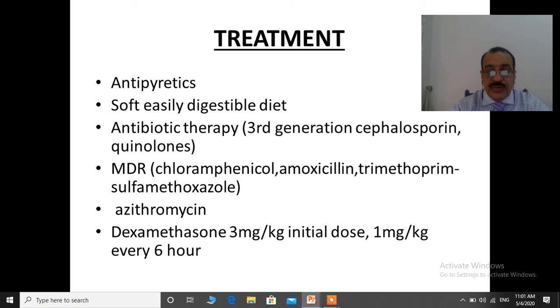So the initial dose is very high, 3 milligram per kg is given stat, and then we have to repeat this dexamethasone in a dose of 1 milligram per kg every 6 hours.